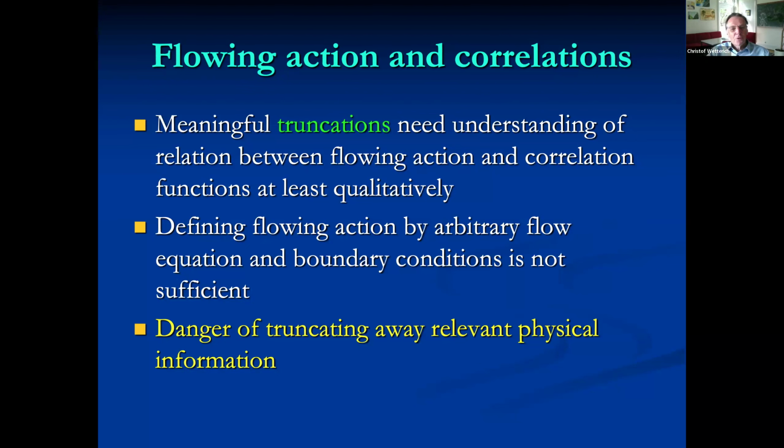So you can formally, of course, say I define my flowing action by just some prescription for a flow equation and boundary conditions, and then I choose my boundary conditions such that I start with a known action at short distances, and I say my flowing action at k equals 0 is the quantum effective action. That's all fine. It can be done, but if you do not know what is the relation to correlation functions, it will be very hard to devise any useful truncation.